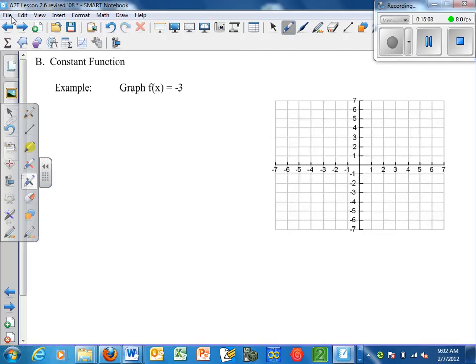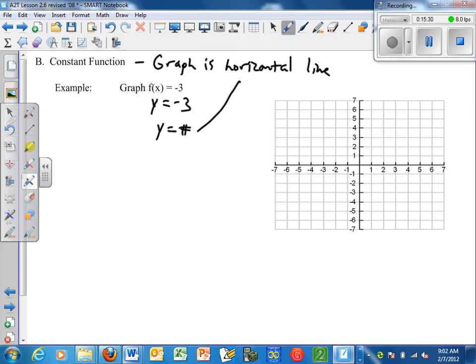Let's go to a constant function. In a constant function, constant means the graph's going to be a horizontal line. The graph is constant. Graph is a horizontal line. Notice this is f of x equals negative 3. That's like y equals negative 3. We've talked about y equals a number. No x on it is always a horizontal line. So y equals negative 3 would be this line right here. Horizontal line at negative 3.